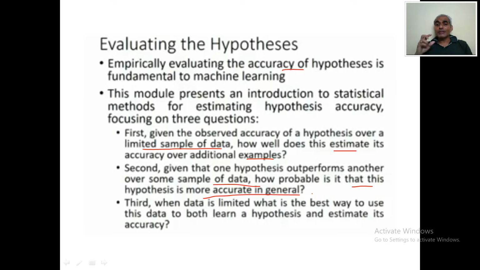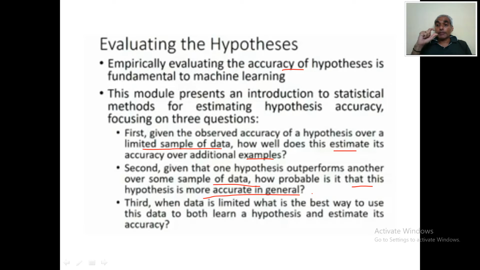The third point is when data is limited. You have very few data points, and you are going to train on them. As we already know, when data points are very few, the accuracy of training is also low, because you don't have more data to learn from. So when data is limited, what is the best way to use this data to learn a hypothesis and estimate its accuracy? Say, for example, you have 50 data points.